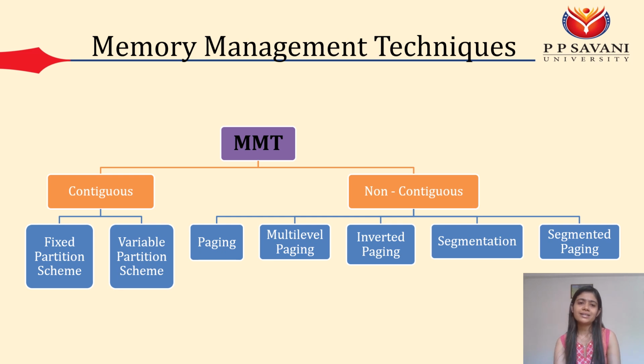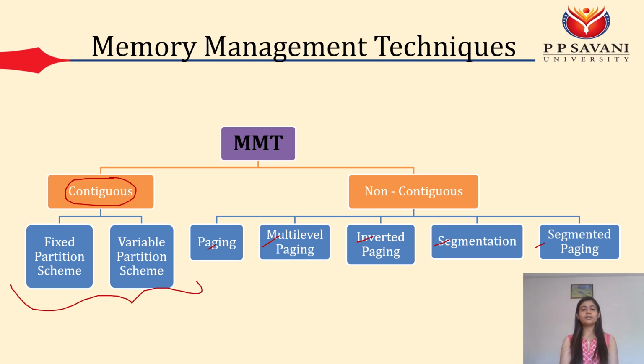Your memory management techniques are divided into two categories: contiguous allocation and non-contiguous allocation. Contiguous allocation techniques are further divided into two parts: fixed partition scheme and variable partition scheme. In the same way, non-contiguous memory allocation is further classified into paging, multi-level paging, inverted paging, segmentation, and segmented paging techniques.